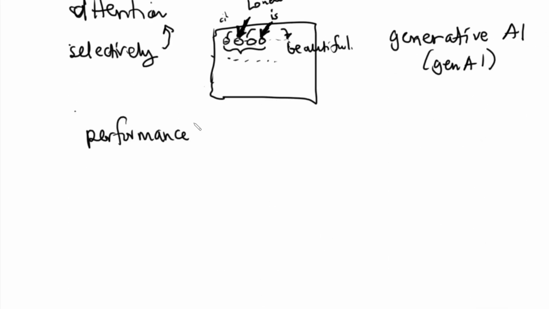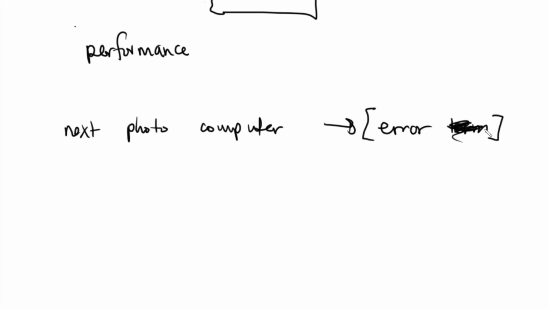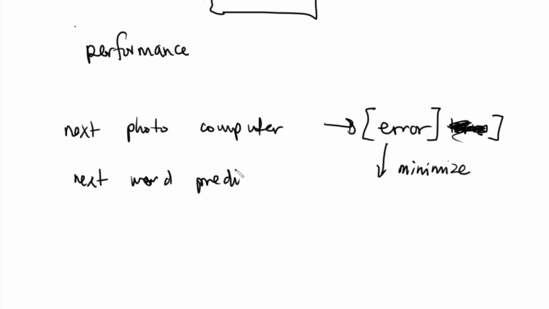The error that comes out first, when we do "next photosynthesis computer", is an error that we are going to keep track of, and we want to minimize this error. By minimizing the error, we're actually training the model to do good next word prediction. So that's how you train models in machine learning: you're minimizing the error signal.